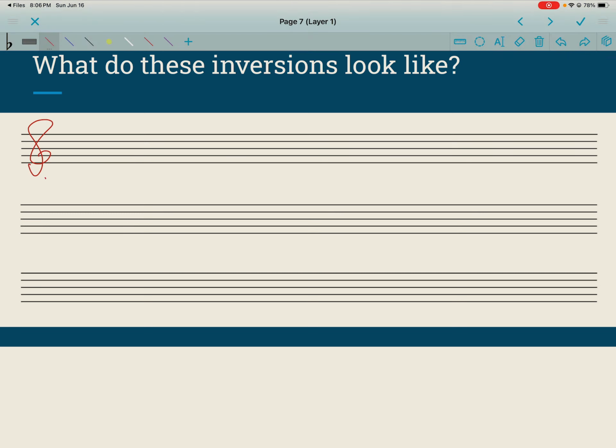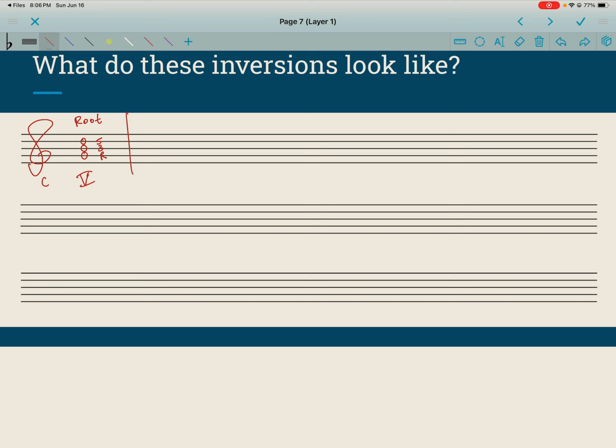So, if I were to show you what these inversions look like, I'm going to stick with my C major, right? So in C major, my 5 chord is G. So a 5 chord would be G, B, and D, right? I know this is the root, this is the 3rd, this is the 5th, and we'll go into a 7th in a minute. But just my triad, right? A 5 chord triad. You have your root, 3rd, and 5th. Now, this is in root position.